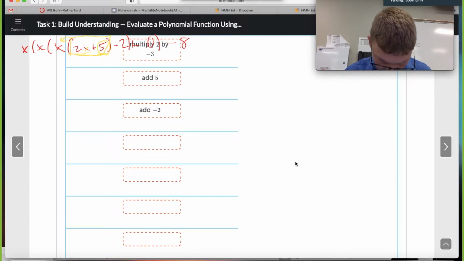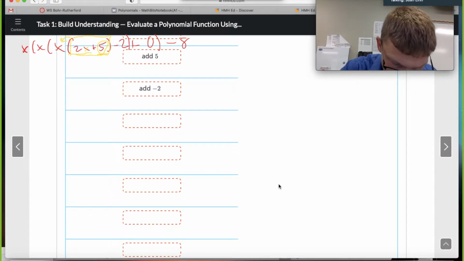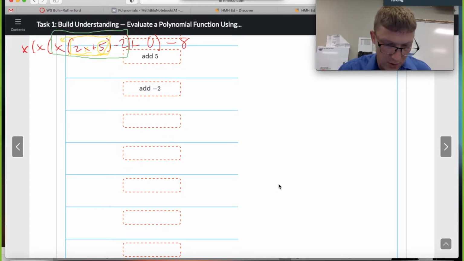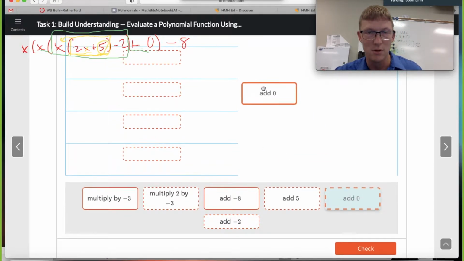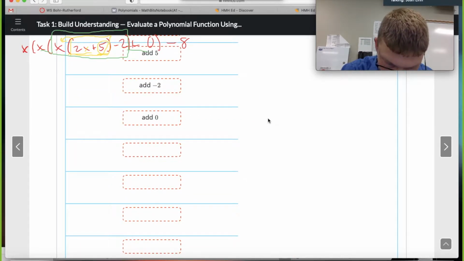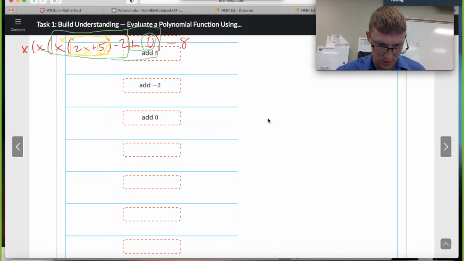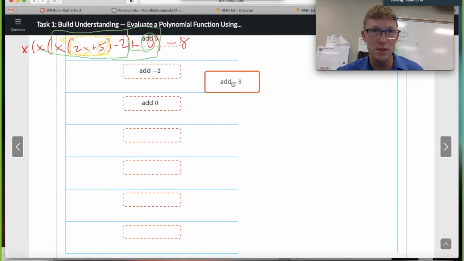So now we have this taken care of. So then again, we times by x, we add 0. I doubt they're going to have us write that, but oh, look. Just for fun, add 0. That is this 0 right there. So now we have this number. And so now we are going to subtract 8 or add a negative 8.